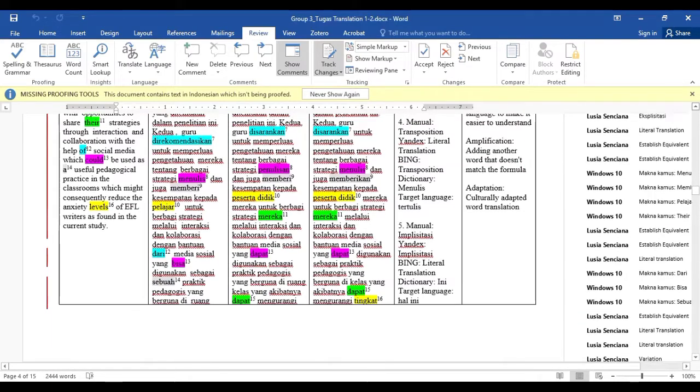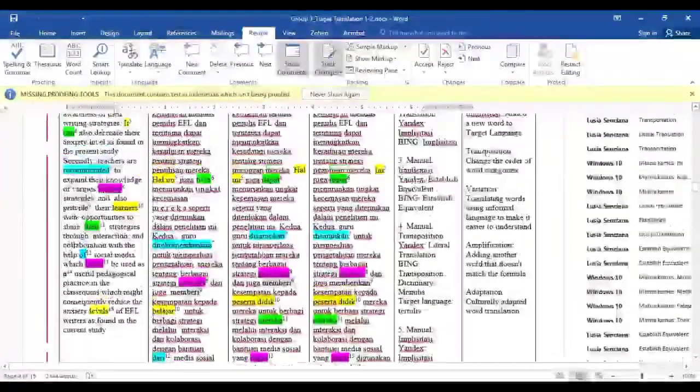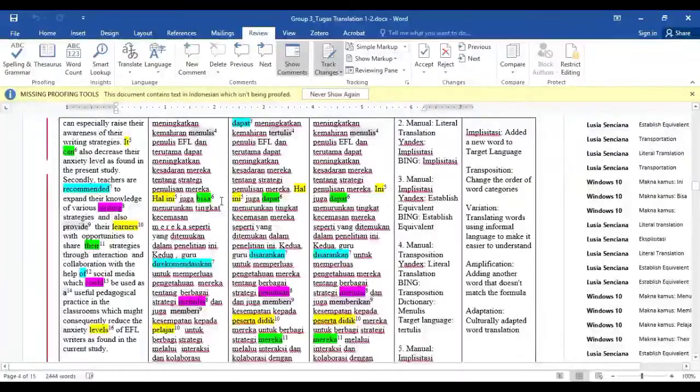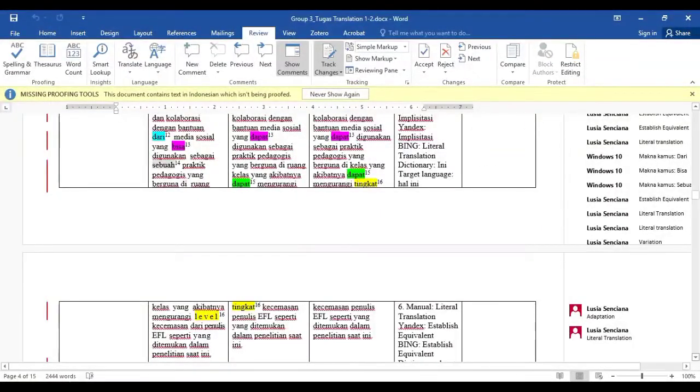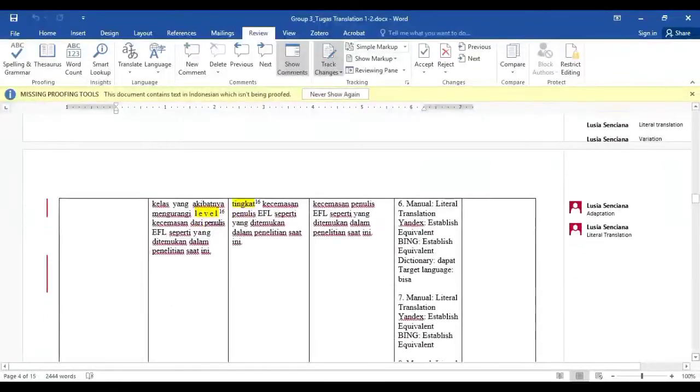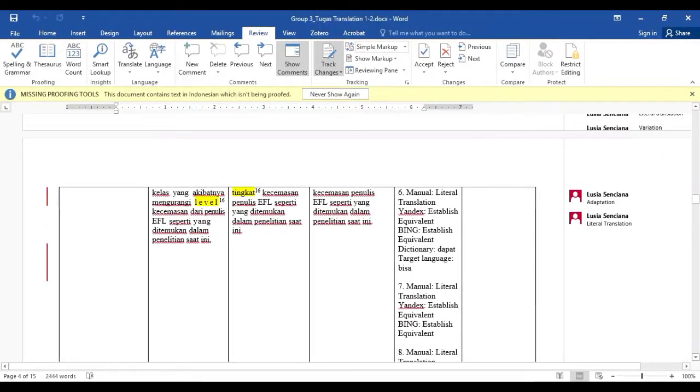Okay, number 6. The word is can. In the manual translator, you interpreted to bisa. In the Yandex is dapat, and in the Bing is dapat. Manual translator using literal translation. This is word by word translation process, and in the Yandex and Bing using established equivalent. This is patent word translation or in accordance with everything.